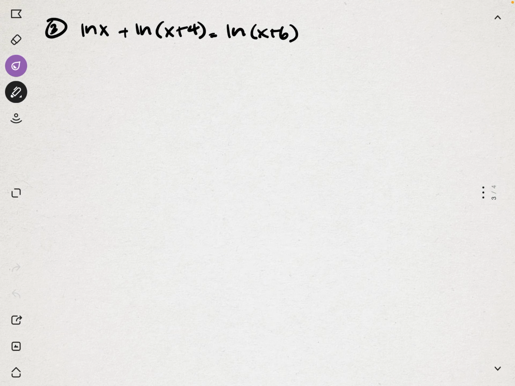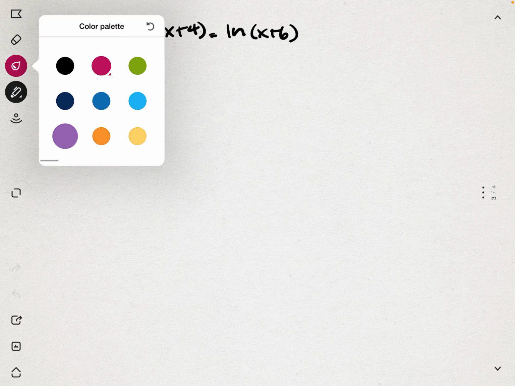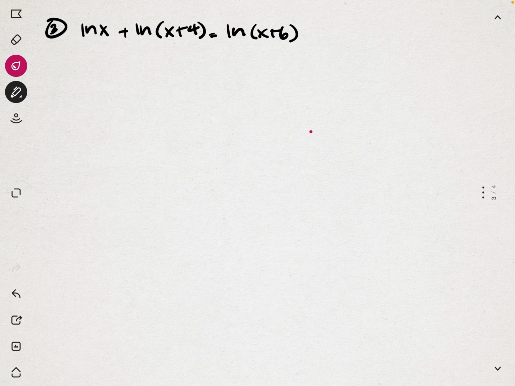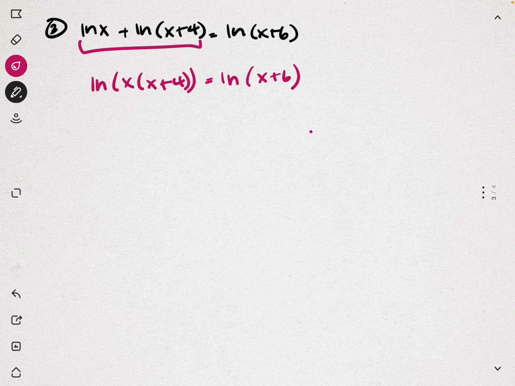Okay, so a lot of steps. Most of it is just algebra stuff though, so you guys should be good at it. The last one is actually a little bit easier than the one we just did, I think, just by looking at it. And it's easier because we have the ln's on both sides. So the first thing we're going to do is combine these ln's into one. So we have ln x times x plus 4 equals ln x plus 6.